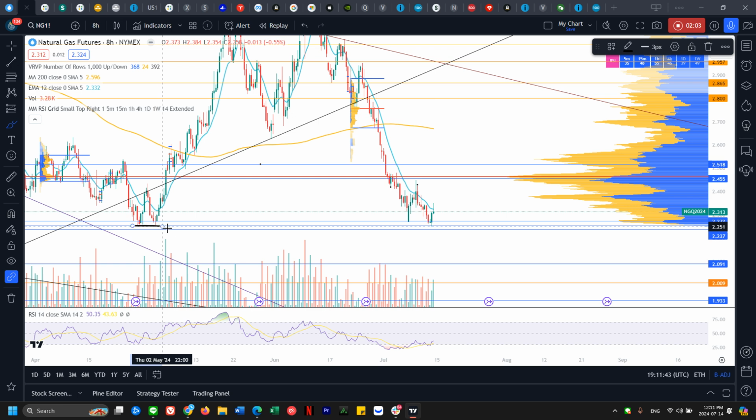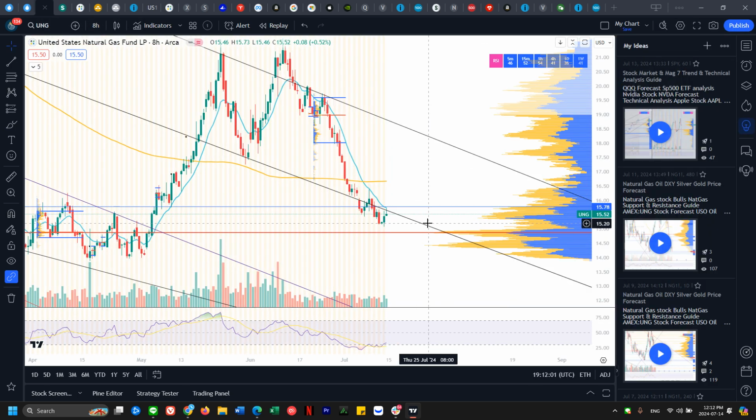They did play defense at this last level, so pretty much as a bull, if you got in at that triple bottom, you probably just set your stop below it and let it play out to see if bulls actually do shape up at a longer term bottom at this price.